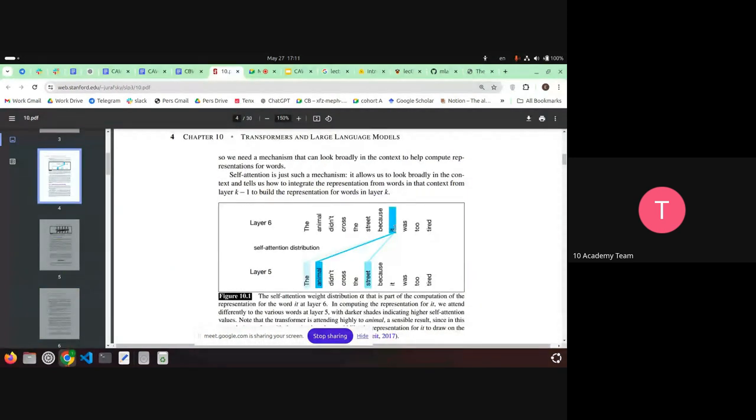So it should be: the animal didn't cross the street because. All the vectors are summed into the new representation of "it", but with different weights. Then when the model goes through its training and adjusts its weights, it adjusts its representation of the words. "It" is going to get more weight from "animal" than from all the other words before it, because the meaning of "it" depends on this one. So this is just the intuition of how it works.